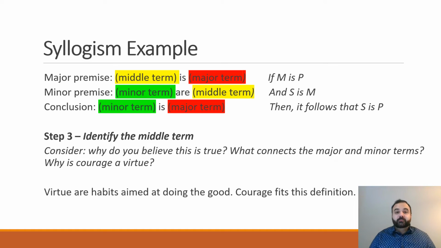Well, you could deduce. Let's start. If we're going to answer why is courage a virtue, let's start with what is a virtue. Virtue, simply put, are habits or dispositions aimed at doing the good. Remember, Aristotle talked about virtue being a rightly ordered mean between excess and deficit to aid us in reaching our ultimate purpose, happiness, the good. Courage fits that definition in a general way. So let's focus on the definition of virtue as our middle term.